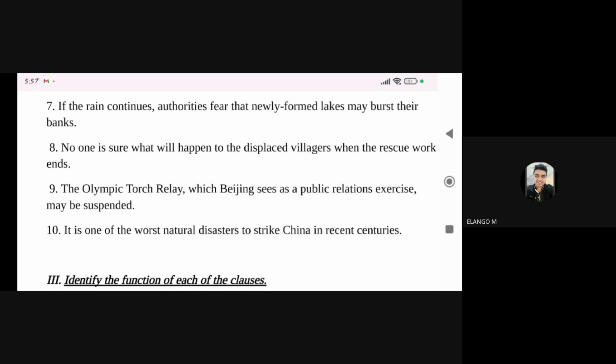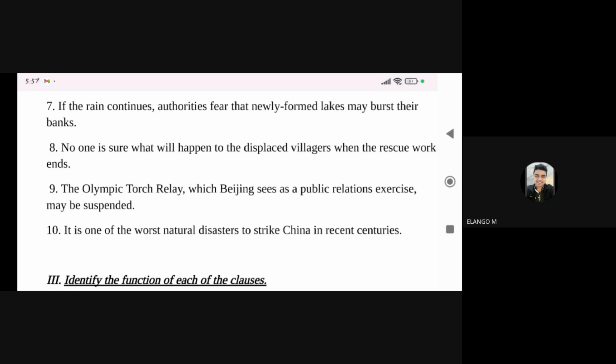The rain continues. If the rain continues, the if clause, right? The if clause is the one which is a subordinate clause. And then that newly formed lake may burst their banks. Authorities fear that, right? So that newly formed part will also be a subordinate clause. Both, if the rain continues and that newly formed lakes may burst their banks, are subordinate clauses. Okay.